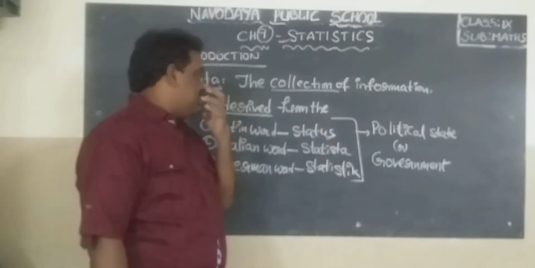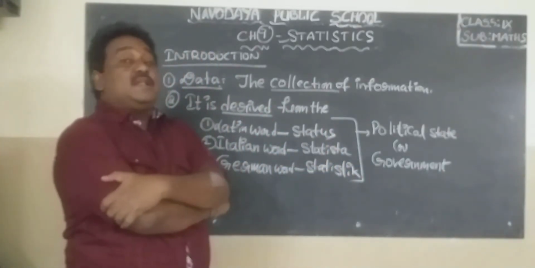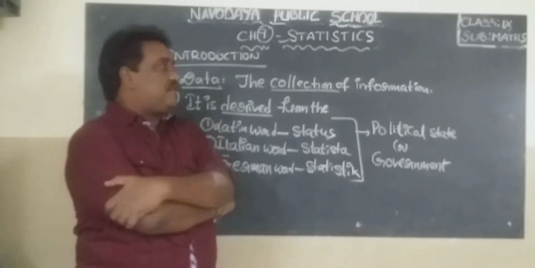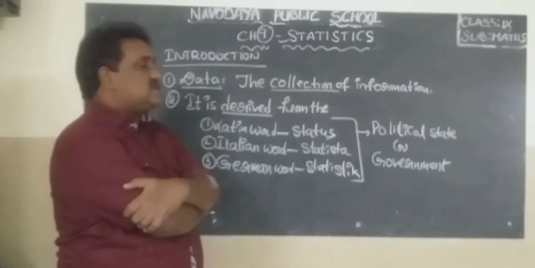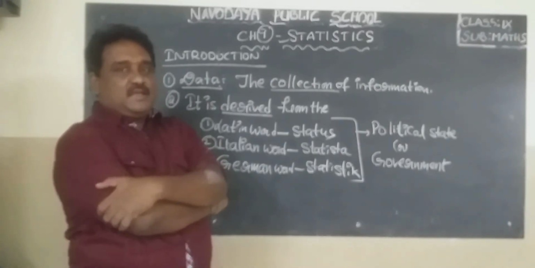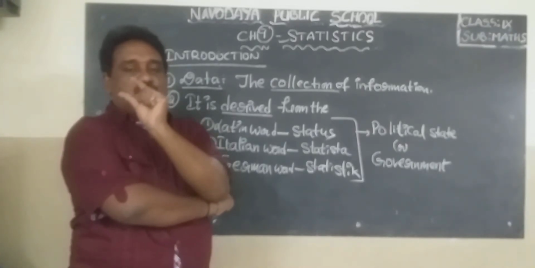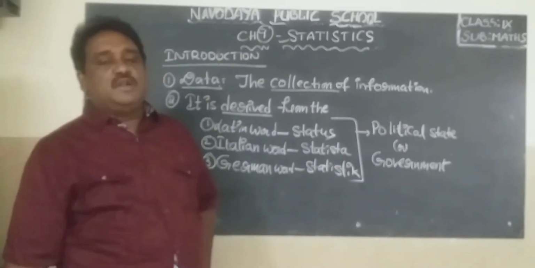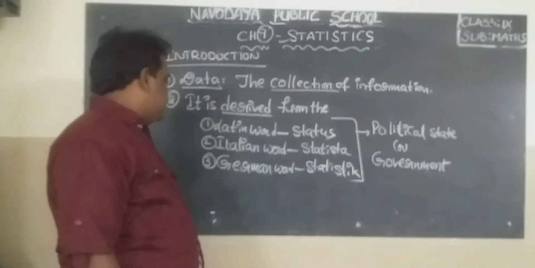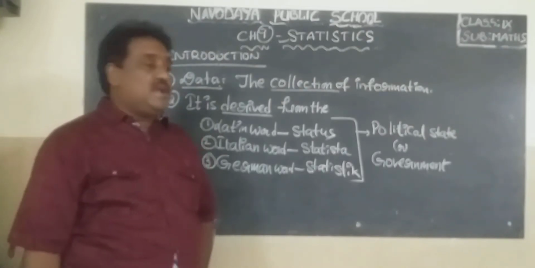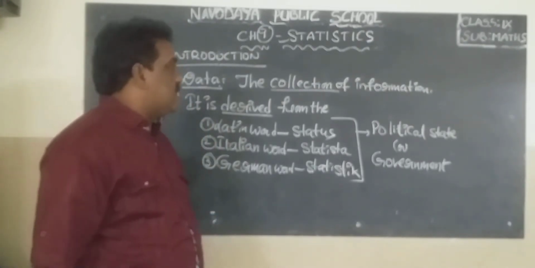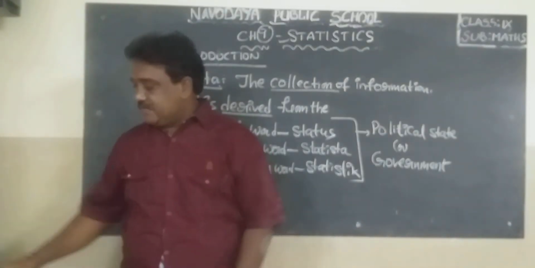So first point in the introduction: collection of information is known as data. First point completed. Second point, the word statistics is derived from the Latin word status. You know the word status, it is the most popular word. Number two, Italian word statista. German word, Germany language, statistic, which means a political state or government. This is the second point.